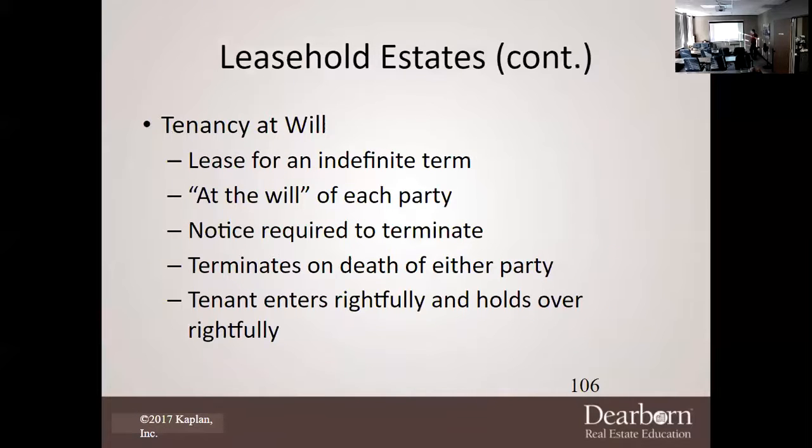Okay? There is a tenancy at will. And this, of course, is a lease for an indefinite term as well. Okay? But it is at the will of each party. So I can stay here as long as I want, and you can let me stay as long as I want, but at any time you don't want me here anymore, guess what? You provide me a notice, and it terminates at that point once I have that notice. Okay? Normally you have to give 30 days. Now, the termination is on the death of either party. So if either of y'all die, then it automatically terminates. And the tenant enters rightfully and holds over rightfully.